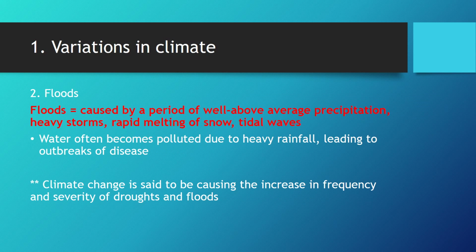The other variation in climate relates to floods. Floods are the opposite of droughts, and that's when you've got well above average precipitation, also heavy storms, or when snow rapidly melts, or you have tidal waves. When you have these floods, the water is often very polluted, and that can lead to outbreaks of disease, and you'll see this happening a lot in developing countries and places where they have floods. They're saying that climate change is one of the main causes of the increase in the frequency and severity of climate events like droughts and floods.